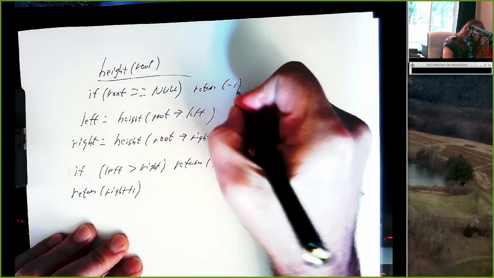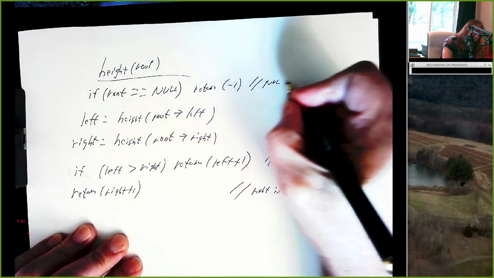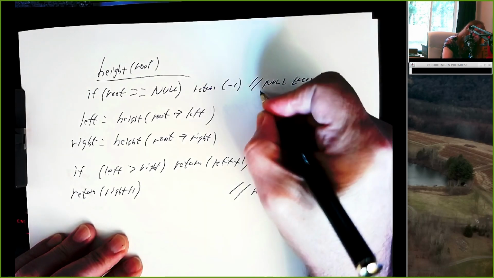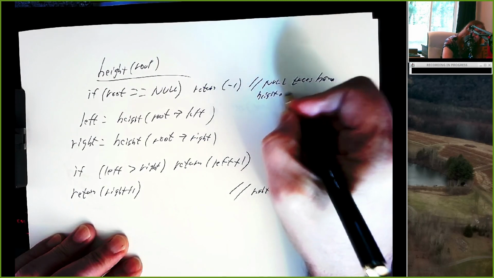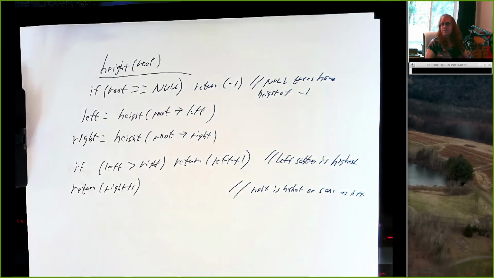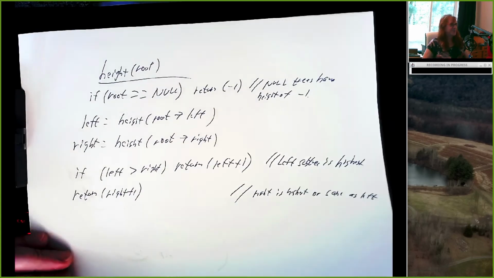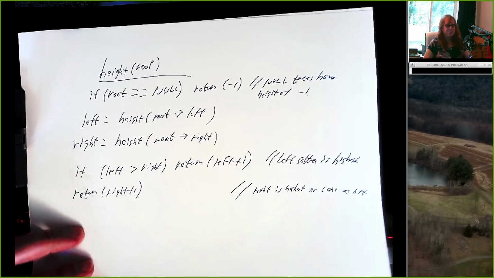And here's the weird thing. Null trees have a height of -1. That's the thing that makes the whole thing work. That's the only time we actually return an actual number in our code.